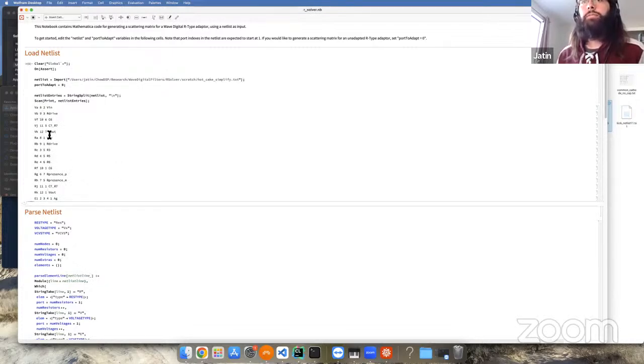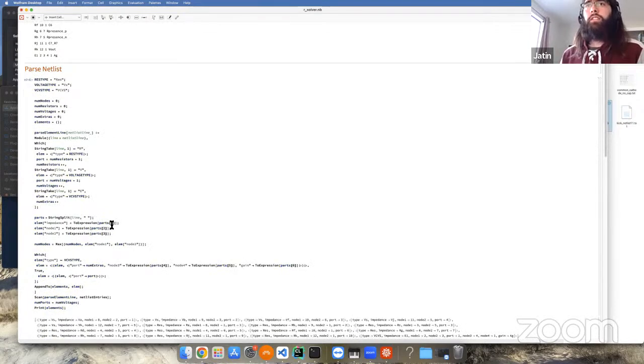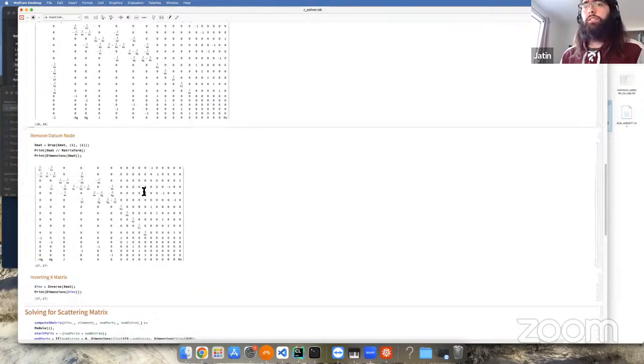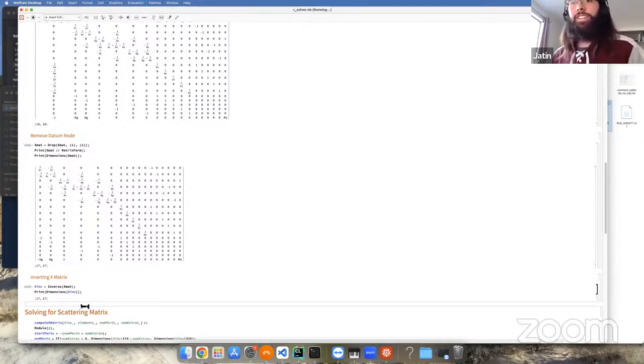And that seems to be the correct netlist. Now we've parsed our netlist and we've got our nodes. Now we've got our MNA matrix. Now we've got our datum node removed. And now let's see what we end up with if our local Mathematica can fix this scattering matrix. Let's find out.